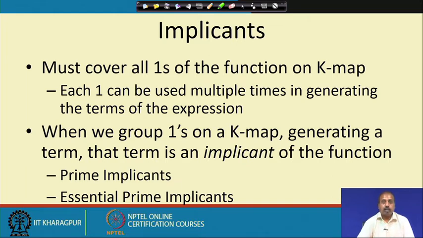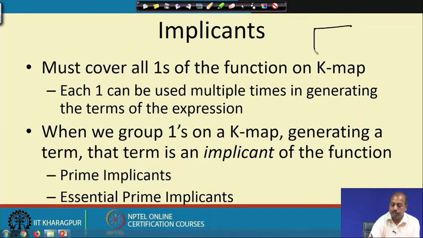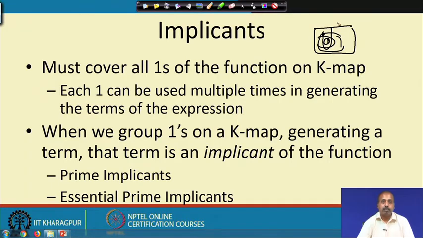Each one can be used multiple times in generating the terms of the expression. That can happen because if you look into a Karnaugh map, and if this particular entry is 1, it may be covered by several pairs. It may be covered like this, also like this, or in a bigger quad. So this particular one may be generated by all the terms. Here it is covered by 3 terms. That is why it is said that each one can be used multiple times in generating the terms of the expression.